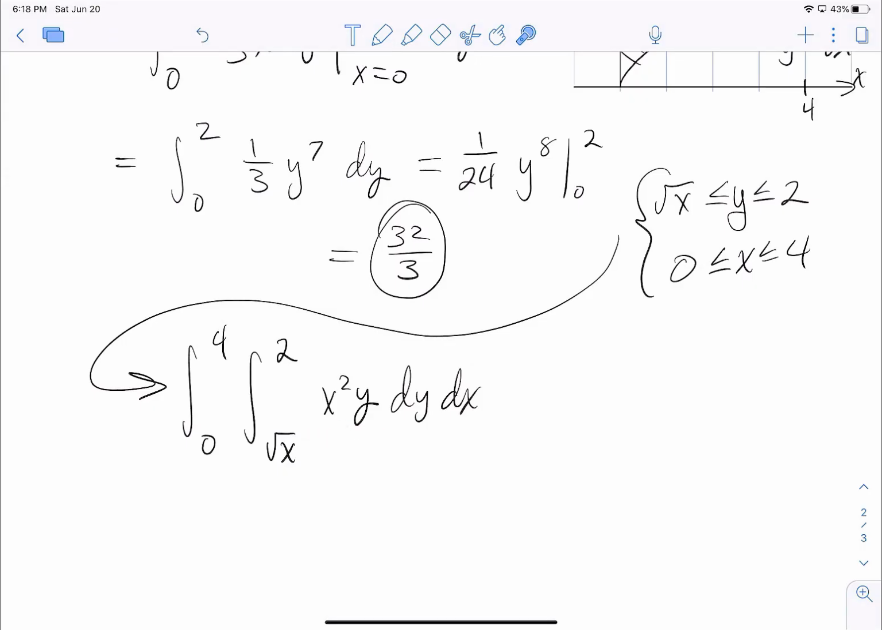I'd also like to note that in this case, even though our integrand is x squared times y, we could split it as a function of x times a function of y. We cannot split this up into a product of two integrals because we have variable limits for the innermost integral.